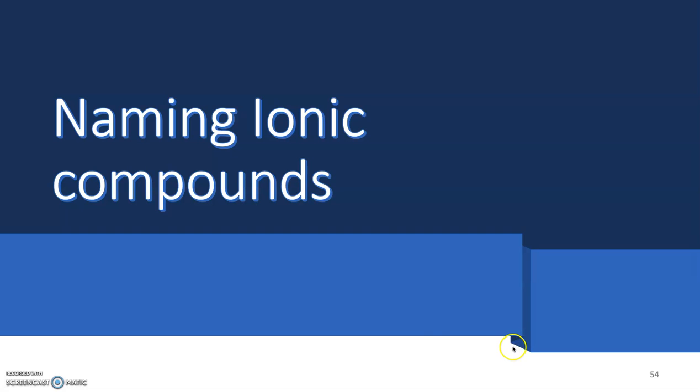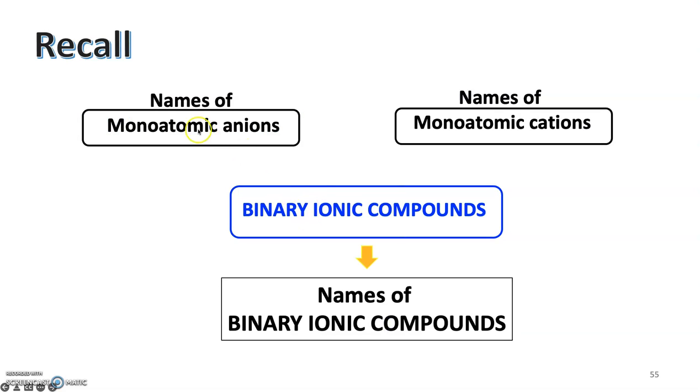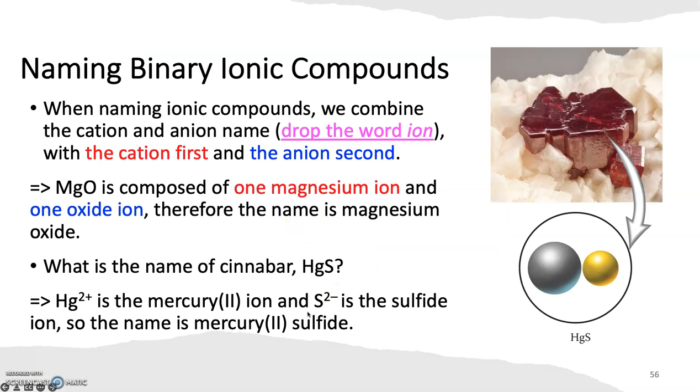Now we go over naming ionic compounds. We talked about naming monoatomic anions and naming monoatomic cations. I talked about binary ionic compounds. Now we talk about how to name them. When naming ionic compounds, we combine the cation and anion names and drop the word ion, with the cation name first and the anion name second. For example, MgO is composed of 1 magnesium ion and 1 oxide ion. Therefore, the name is magnesium oxide, dropping the word ion for both magnesium and oxide.